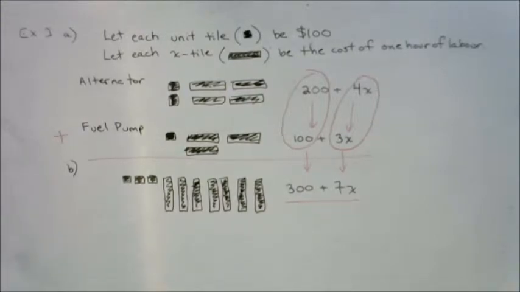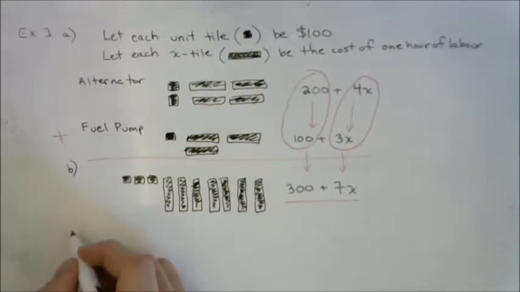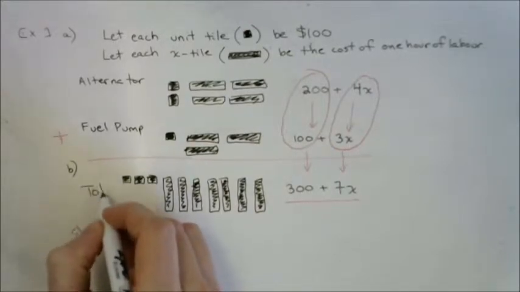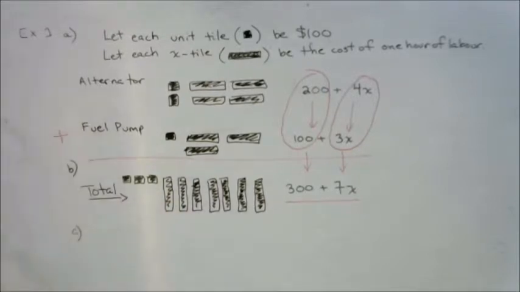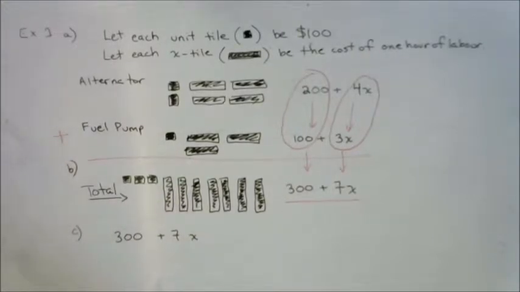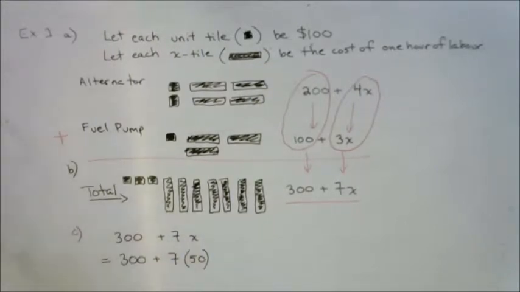Now, in C, it says, calculate the total repair cost if the mechanic were to charge $50 per hour for labor. Well, we have our total repair cost right here as an algebraic expression. It's 300 plus 7x. And what did x represent? X represents the cost of 1 hour of labor, and now we're told in C that that's going to be $50. So we work vertically down, put an equal sign so that it's nice and neat, and wherever we see an x, we're going to replace it by 50.